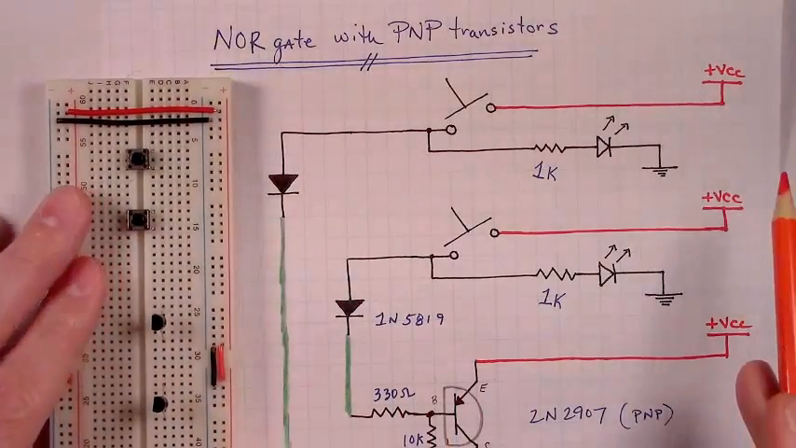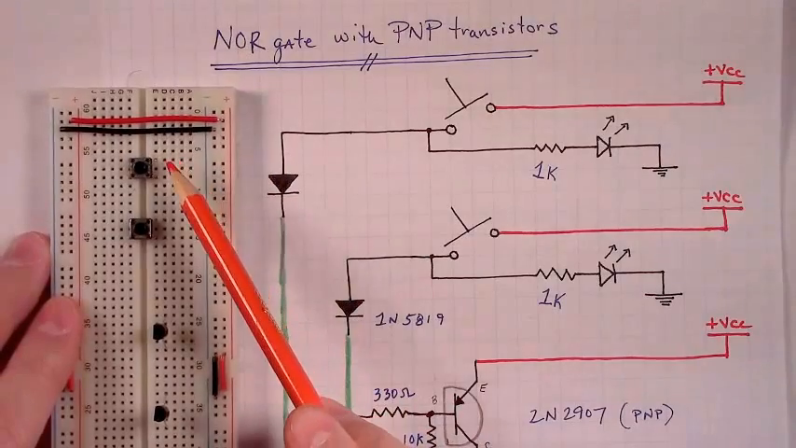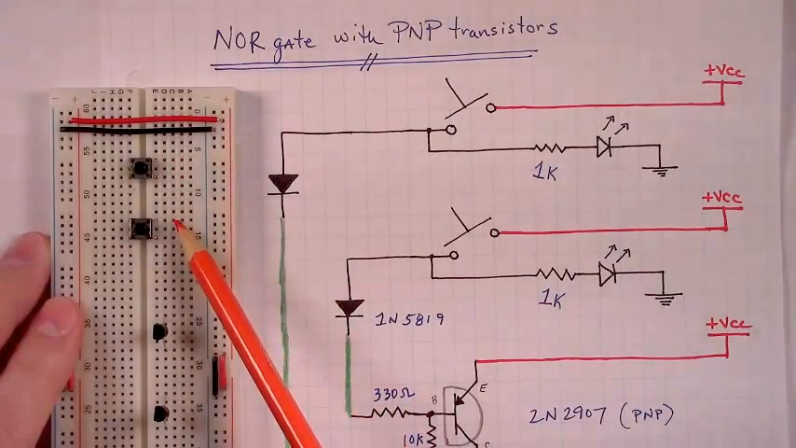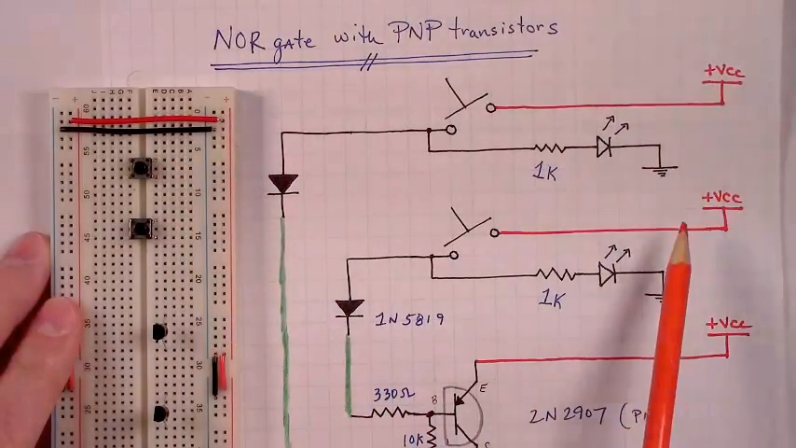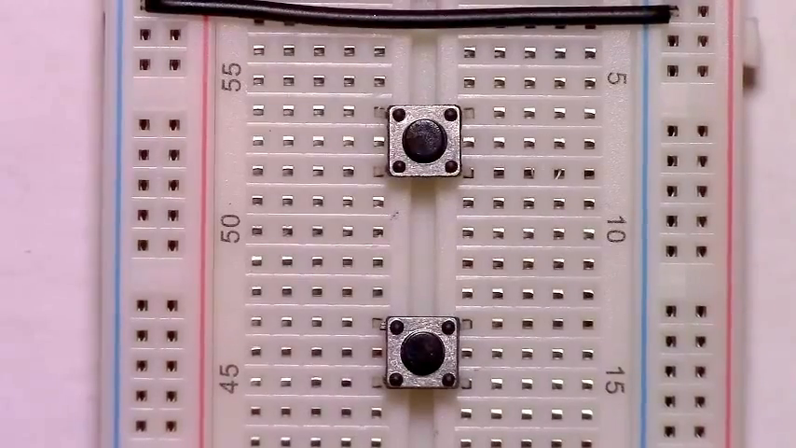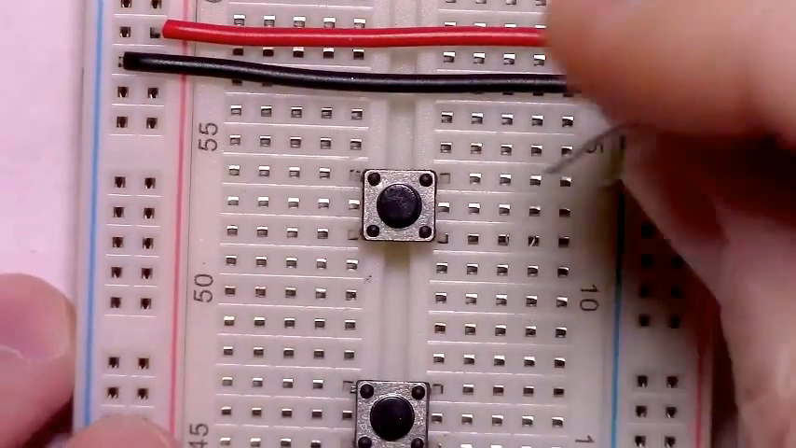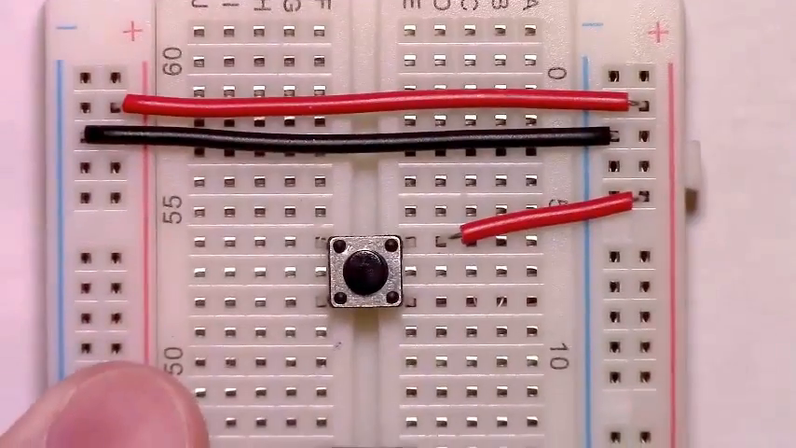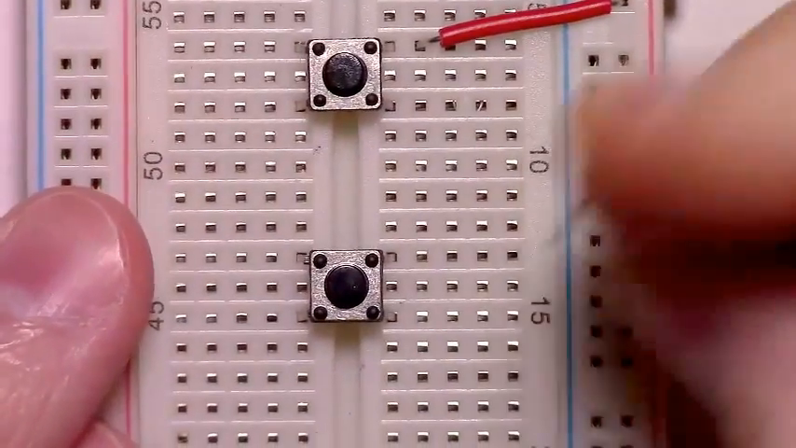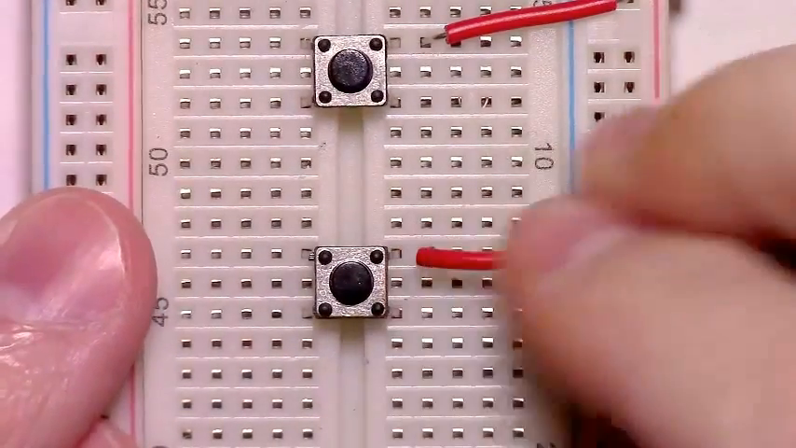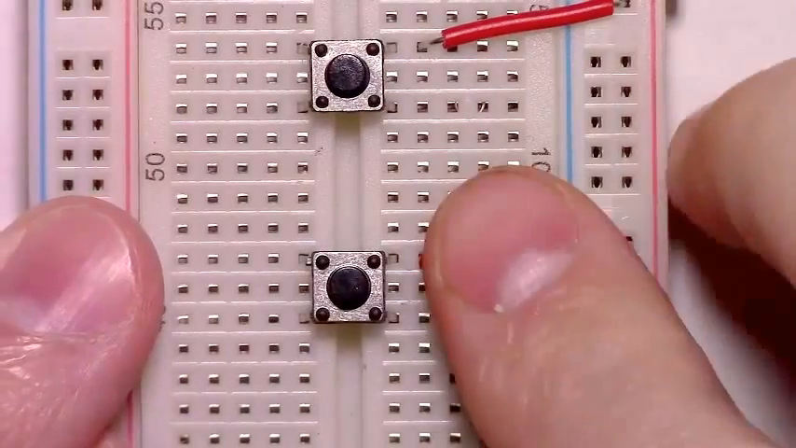The first thing we'll need to do is connect the upper right hand corner of each of these momentary buttons to VCC. Connecting the upper right hand corner of this first momentary button to VCC. Connecting the upper right hand corner of the second momentary button to VCC.